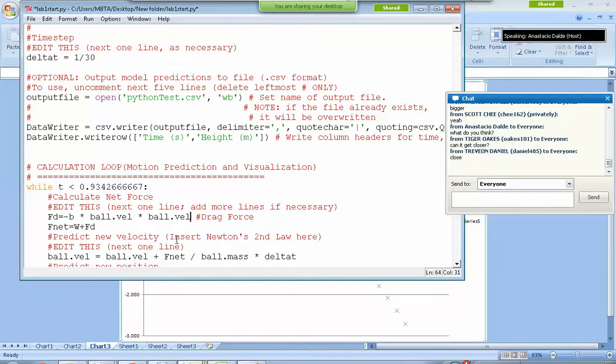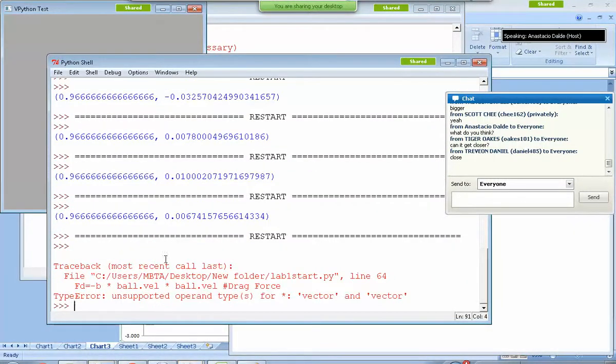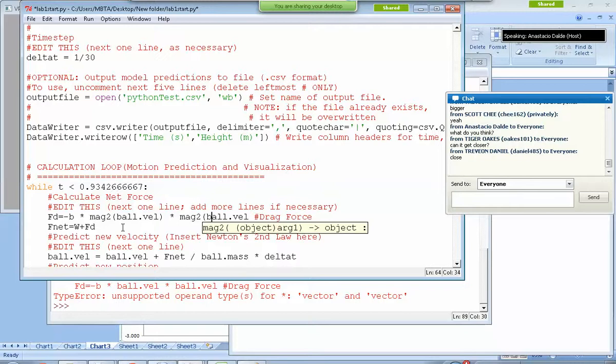Now, what that does is it's going to show me an error. It can't do a vector times a vector. So I'm going to have to tell it I want a scalar times a scalar. Magnitude. That's the scalar part of the velocity. And then I'll just do that one again, mag. That's the command to say, all I want is the ball's velocity, but just the scalar part.